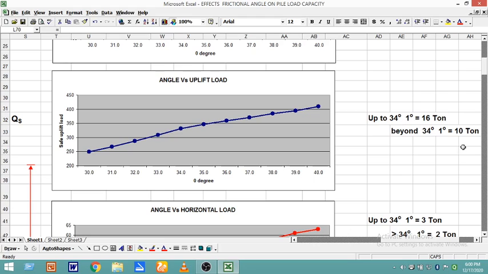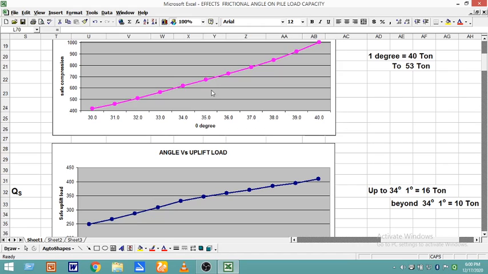1 degree has a variation of 10 ton, and up to 34.5 degree, 1 degree has a variation of 16 ton. In uplift, load is generally less than 50% of the compression load, because there is more safety factor. That is, the safety factor normally in case of compression load is 2.5. If it is uplift load, then the safety factor shall be 3.5. So the safety factor is slightly higher than for the compression load.